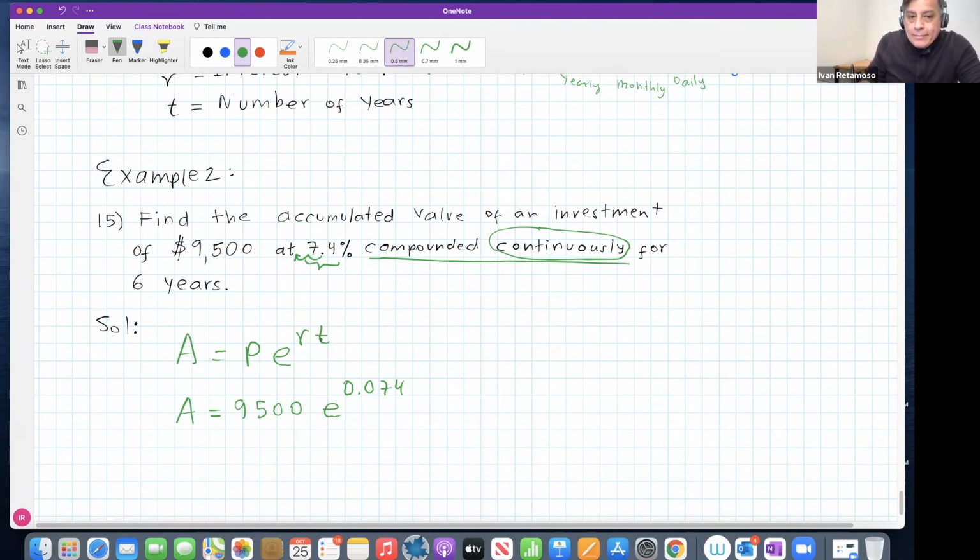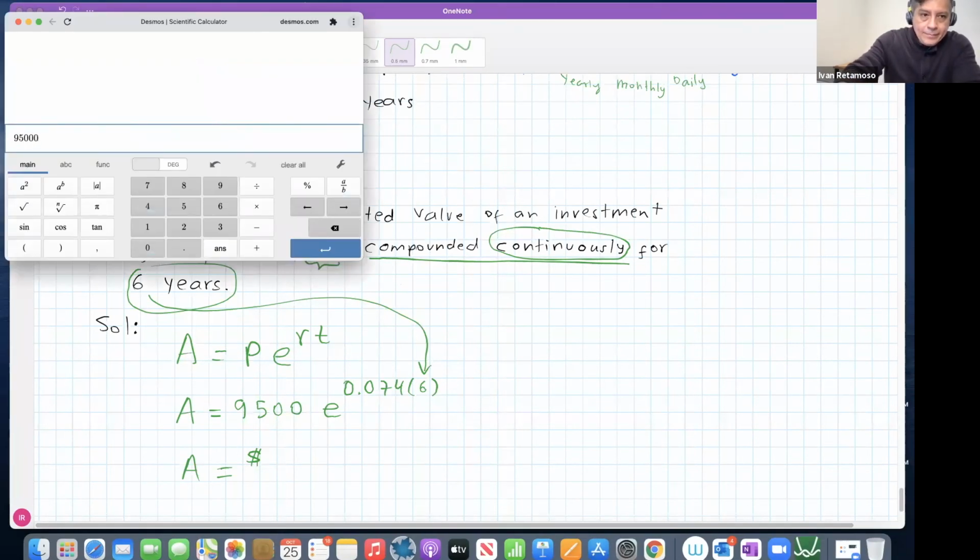0.074, the result of moving the decimal point two places to the left, times, multiply by the number of years. Number of years, 6. 6 years, right? That's 6 goes there. And that's it. Basically, this is what we have to compute. Let's see what we get.